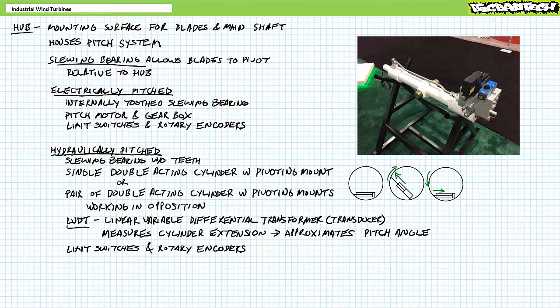Feedback, how much a particular cylinder rod is extended or retracted, can be used to measure the rotational position of the pitch slewing bearing, thus the blade angle. As with electrically pitched systems, accessory components inside the hub indicate the limits of travel and act as electromechanical backups to the positional data fed to the pitch controller by the linear position sensors on the cylinders.